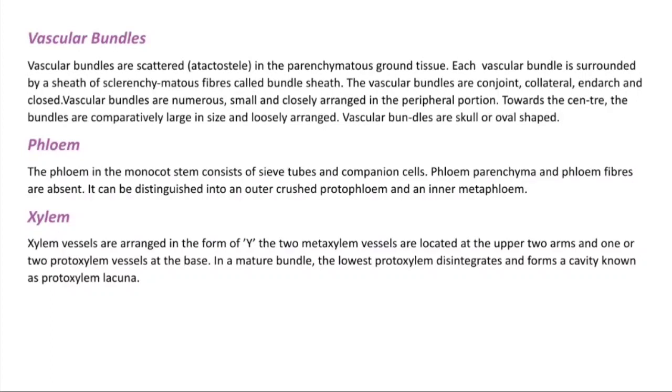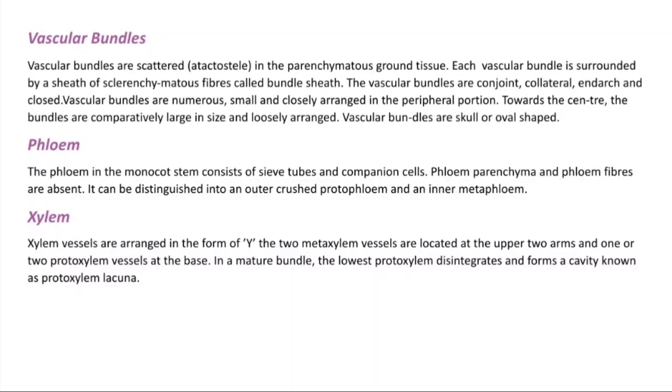Phloem. The phloem in the monocot stem consists of sieve tubes and companion cells. Phloem parenchyma and phloem fibers are absent. It can be distinguished into an outer crushed protophloem and the inner metaphloem.